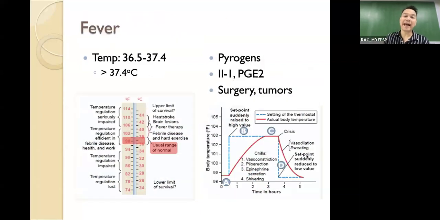Now let's look at the clinical aspect of body temperature. So first we have fever. Now, the normal body temperature clinically is 36.5 to 37.4. So this is a must know. In clinical practice, this is our reference range. If our body temperature exceeds 37.4, meaning 37.5 or greater, this means the patient has fever.